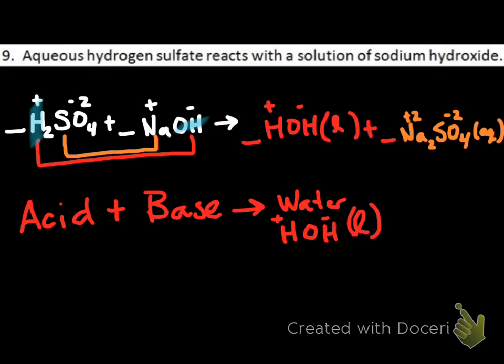I need to balance the chemical equation. The only thing I really need to start with is either the H or the sodium. I have 2 sodiums on the product, so I need 2 sodiums on the reactant. That gives me now 2 sodiums and then 2 hydroxides. So I need to get 2 hydroxides. That gives me 2 hydrogens, but I already have 2 hydrogens on the reactant side.